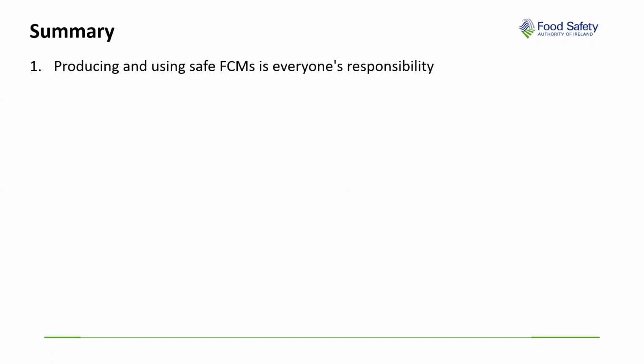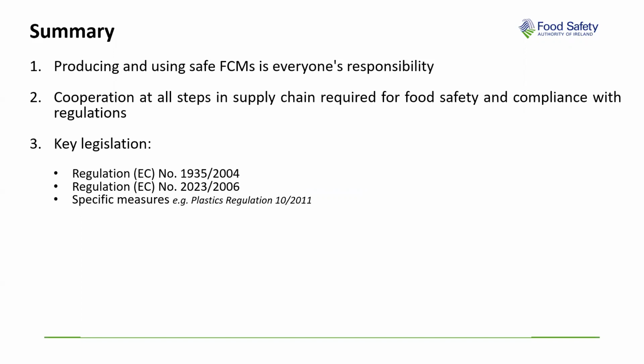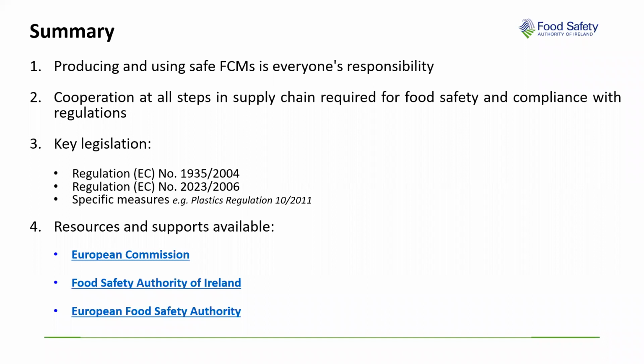Okay, so just to conclude, and in summary, from looking at the legislation and how it's framed and how it's worded, I think producing and using safe food contact materials is everybody's responsibility in the food chain. We need cooperation at all steps in the supply chain to ensure food safety and compliance with the regulations. And for the purpose of today's presentation, I think the key regulations to think about are Regulation 1935 and Regulation 2023, and to be aware of the specific measures which sit underneath those particular framework regulations.